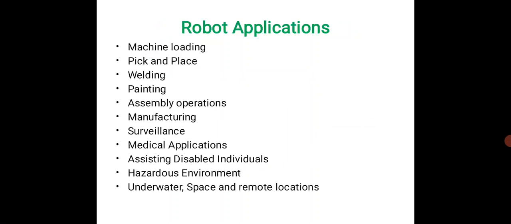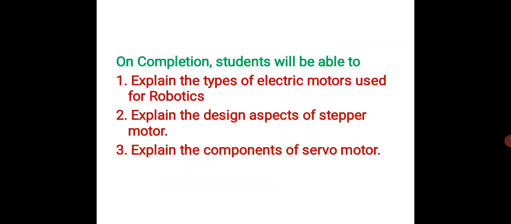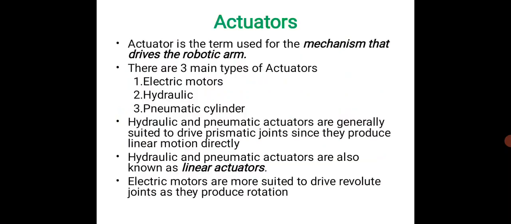So where normally the robots are utilized. Normally in machine loading, we can place welding, painting, assembly operations, manufacturing, surveillance, medical applications, assisting disabled individuals, hazardous environments. On completion, the student will be able to explain the types of electric motors used in robotics, explain the design aspects of stepper motor, and explain the components of servo motor.